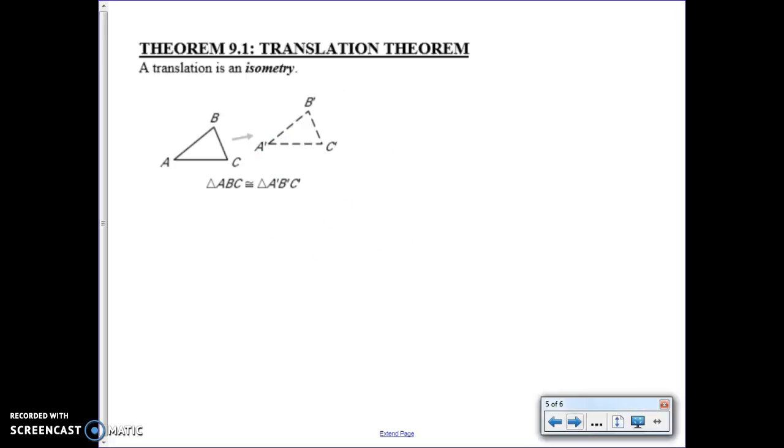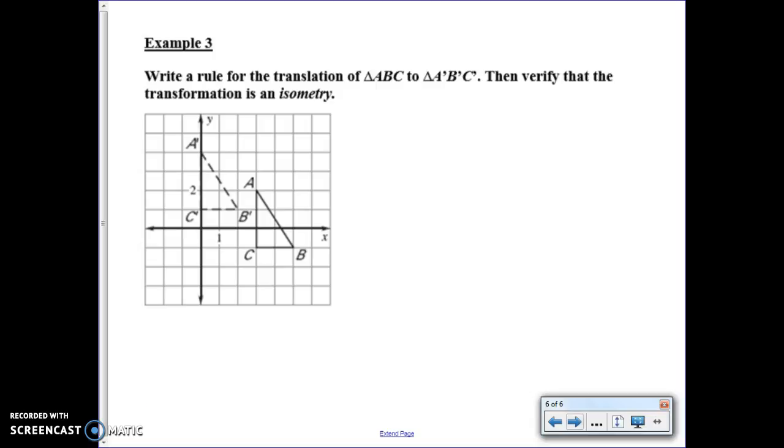Okay, I kind of mentioned this before. A translation is an isometry. An isometry means that it's the same shape and size. If you look, triangle ABC is congruent to triangle A prime, B prime, C prime. Just because we've moved it, the size and shape has not changed. Okay, so write a rule for the translation of triangle ABC to triangle A prime, B prime, C prime. Then verify that the transformation is an isometry.